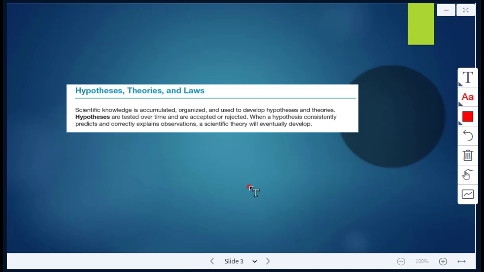So again, hypotheses, theories, and laws. Scientific knowledge is accumulated, organized, and used to develop hypotheses and theories, and then hypotheses are tested over time. They're either accepted or rejected, and then if a hypothesis consistently predicts and correctly explains observations, then a scientific theory will eventually develop.